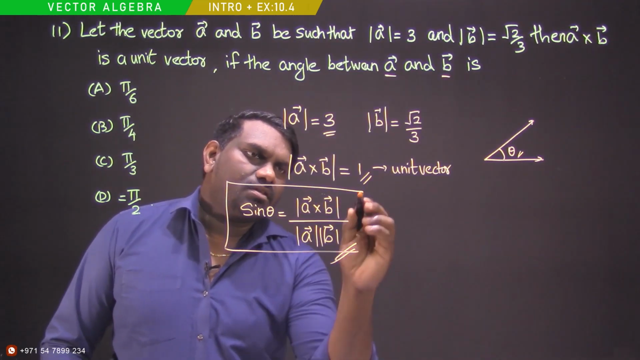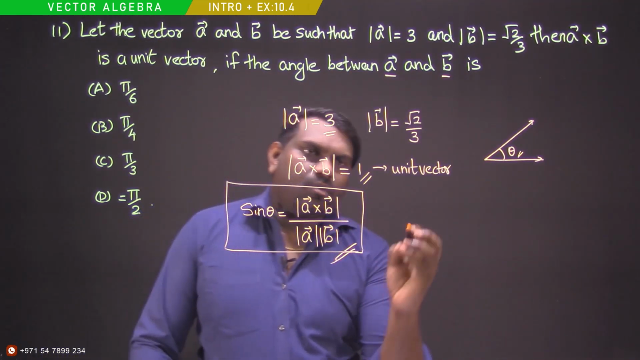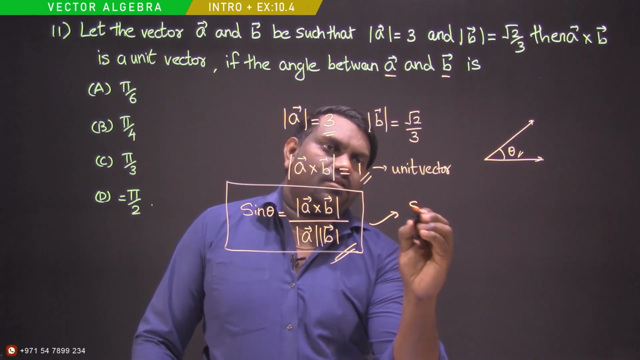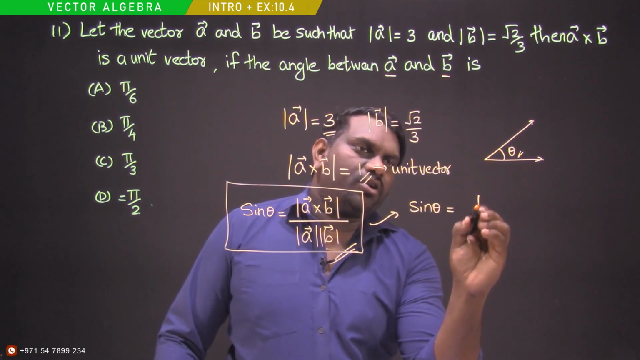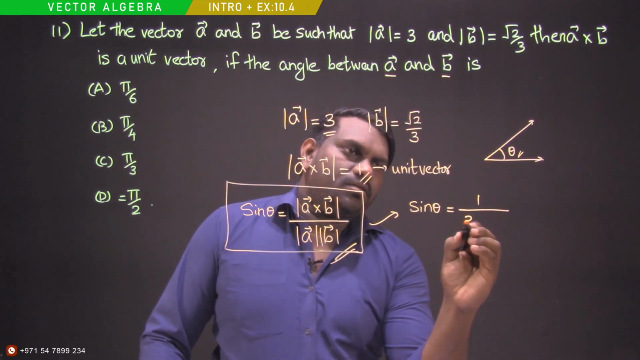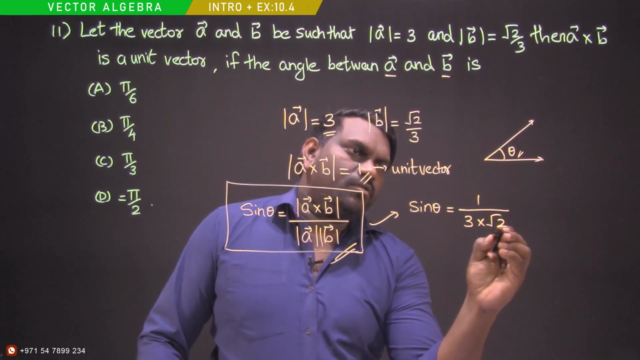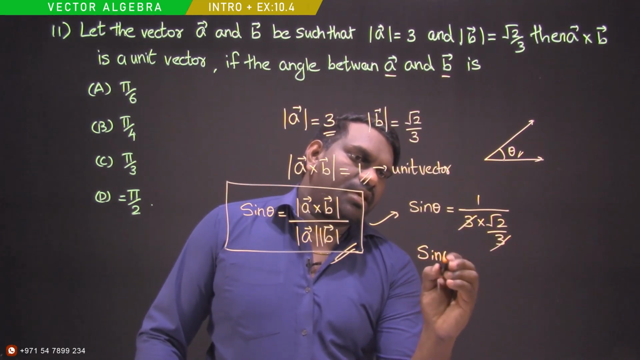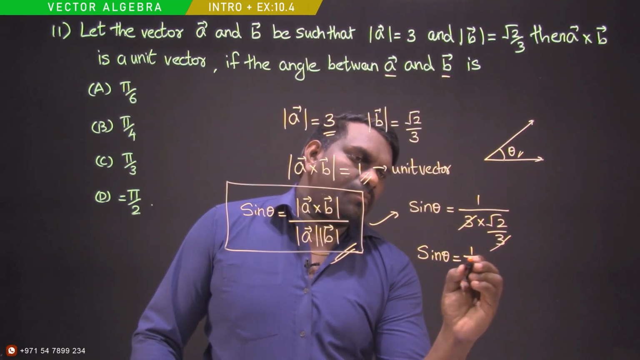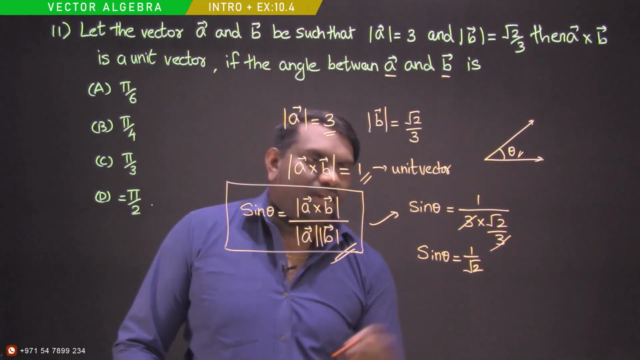We have this. From here you need to find theta. So what all values are given? All these values are given, aren't they? Just put them in, dear. 1 by 3 into root 2 by 3. 3 and 3 get cancelled. What you have here is sin theta is equal to 1 by root 2. When is it 1 by root 2?